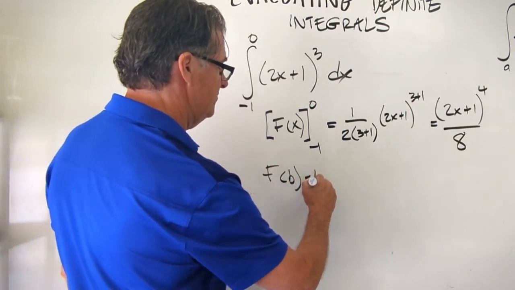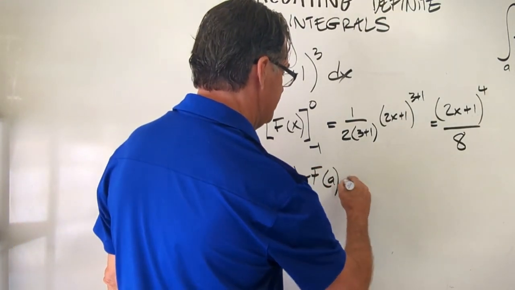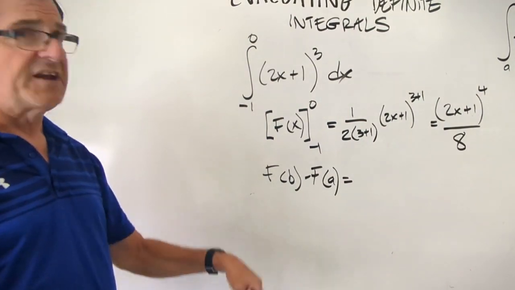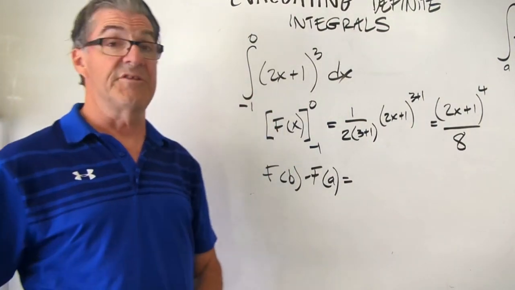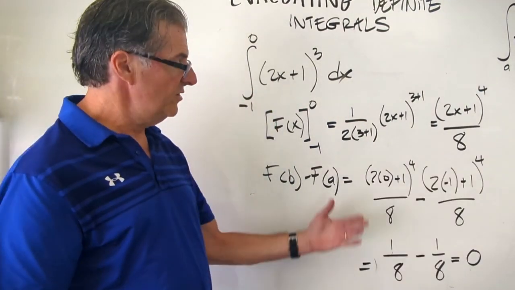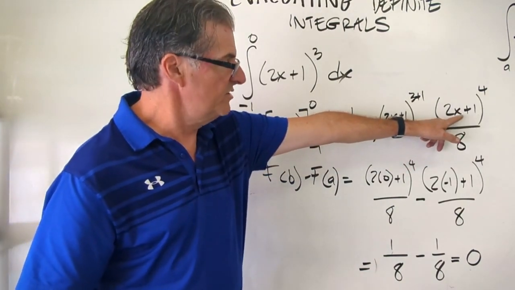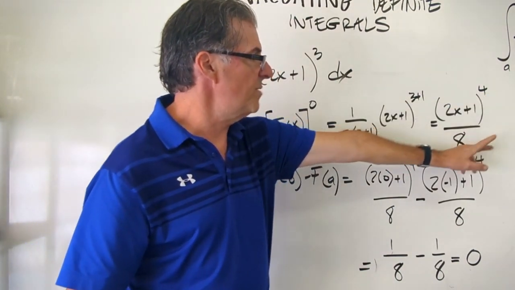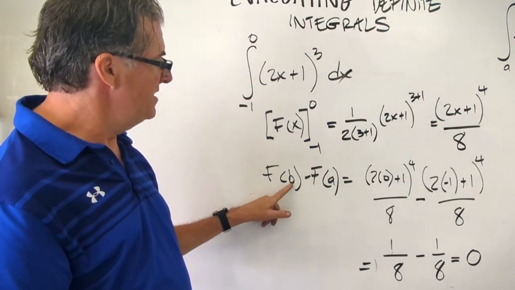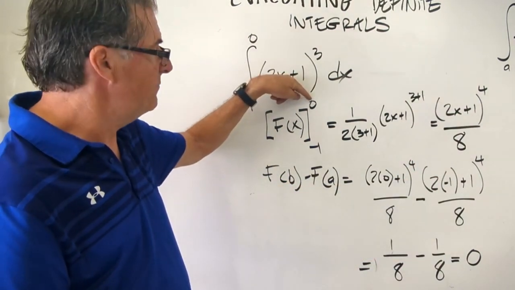And what I want you to do now is pause the video and do a plug-in step for that. Or if you're feeling bold, take the calc all the way through. Okay, so here's my plug-in step. Again, I'm using this as my model. It's (2x plus 1) to the fourth power over 8. So I put my b, which is my ending point of my interval.